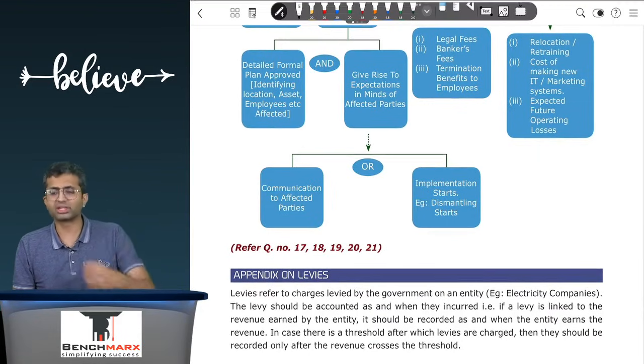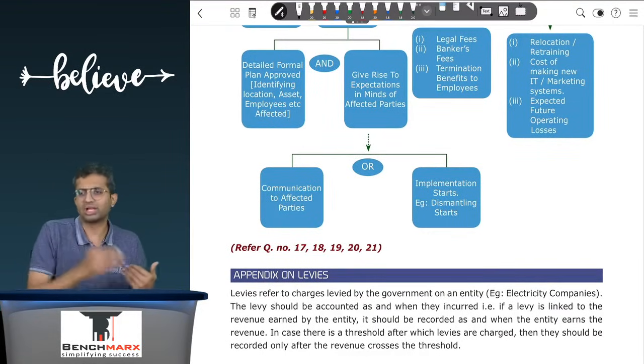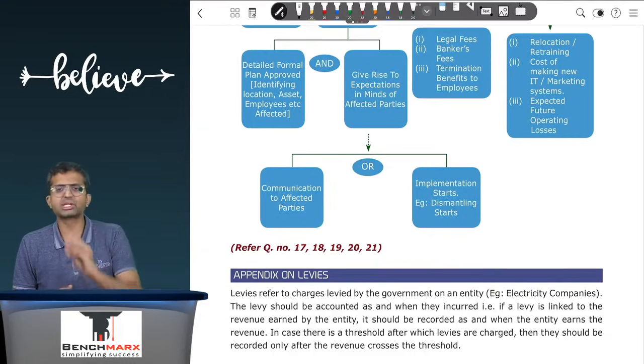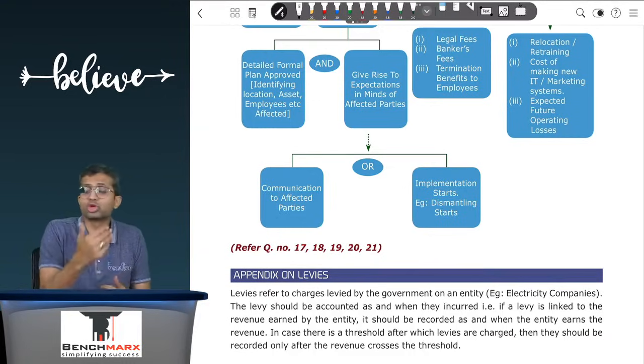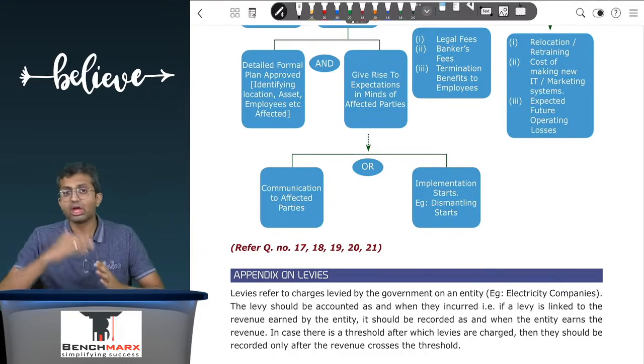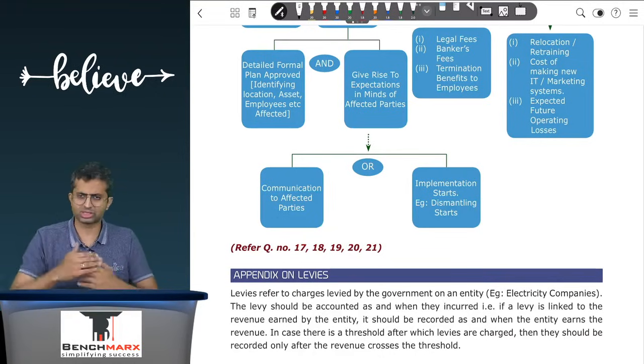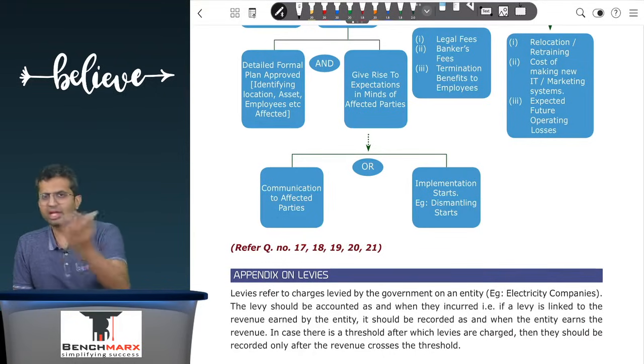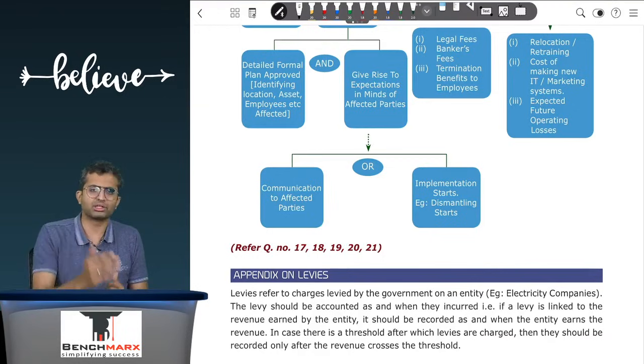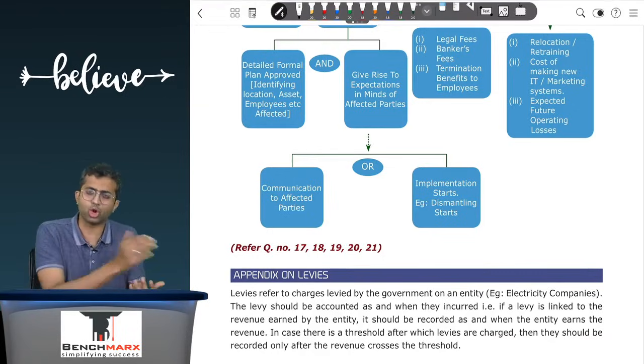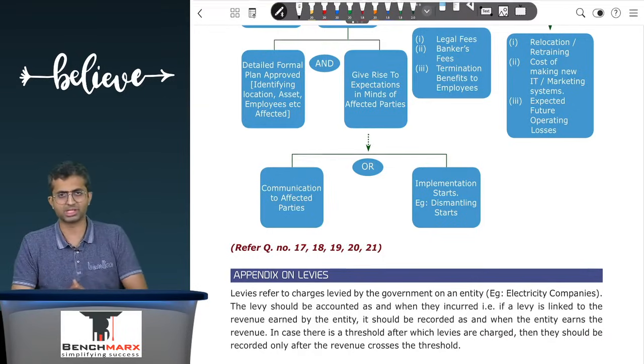So certain companies like electricity companies, they have to pay certain levies, let us say linked to turnover, in which case the standard says that you will create a provision or a payable on account of these levies the moment the specific threshold is crossed. So the moment the threshold is crossed, let's say it's a revenue-based threshold, then after that threshold is crossed, you will create a provision or a payable on account of these levies.